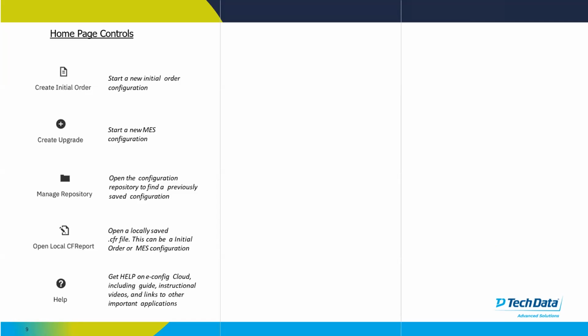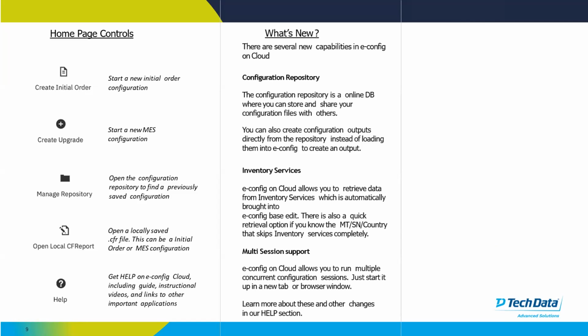So if you've got older ones, say from existing portfolios that you want to load in, you can do that too. And of course, get help. So yeah, as I said, a couple of new items, the repository being the key one. One of the neat features I find particularly useful is the inventory services. So rather than going out to the separate IBM website, you can do a quick load, which enables you to load straight from the tool into eConfig Cloud without going separately, which is great.